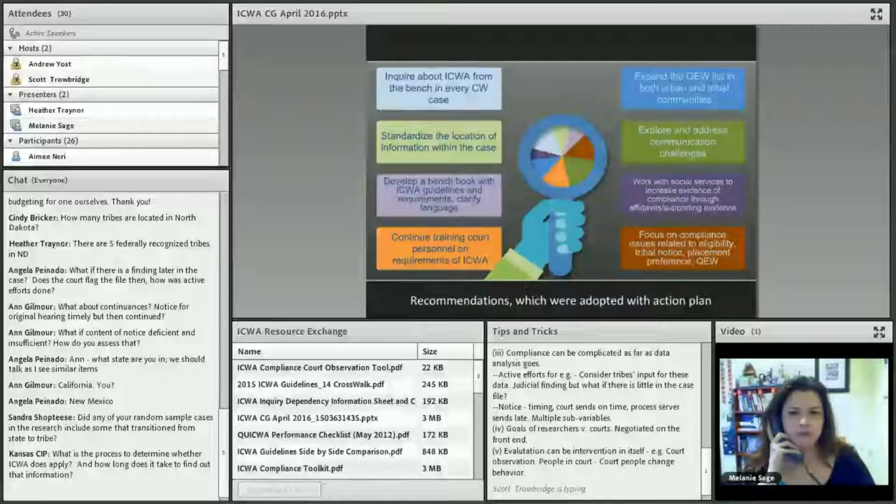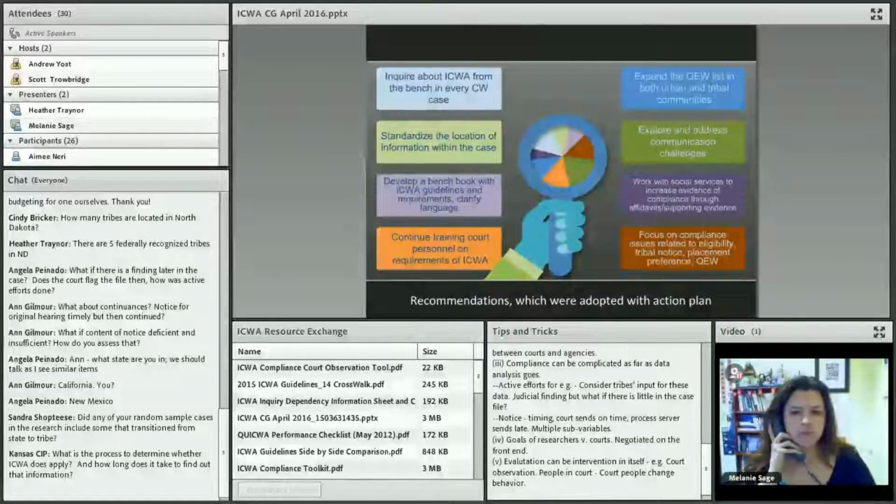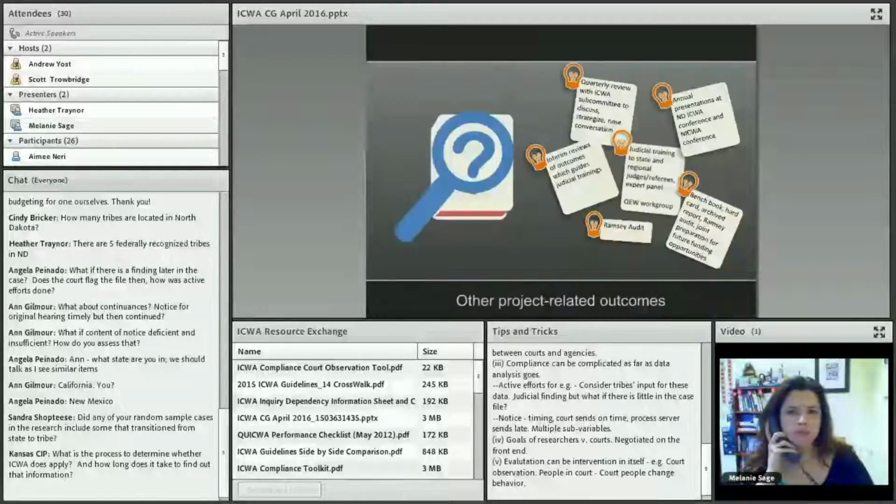And based on that, we've got 7 recommendations that we've put into action, which includes many things from training to developing a bench card, making sure of the standardization and location of documents within the court files, and working with social services on what is a mock affidavit, like a standardized format that they used, and we were able to talk with them about placement preference language in addition to that as well. So a lot of fun things we've been able to take from this and use on the CIP side.